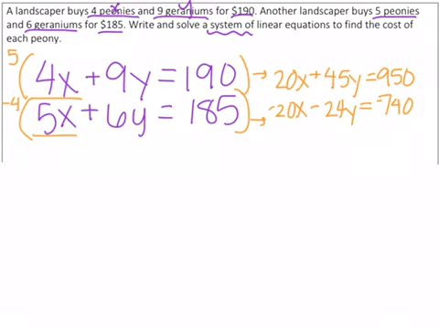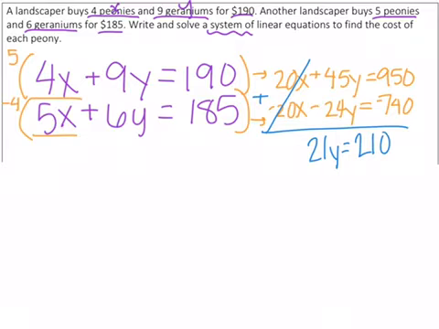Once we do that, we just have to add our 2 equations. 20x plus negative 20x is 0. They cancel out. They're eliminated, which is good. That's what we want. 45 plus a negative 24 is 21y equals, and then 950 plus a negative 740 is 210. So our x values are crossed out, they're eliminated. Now I'm going to solve for y by dividing by 21. So I get that y equals 10.